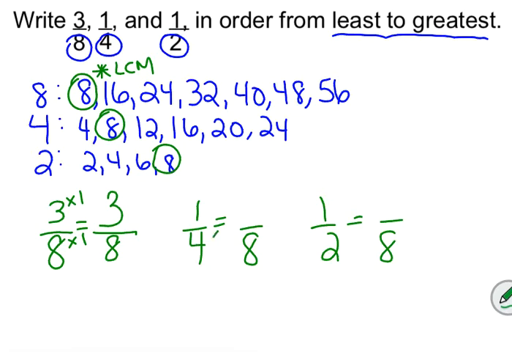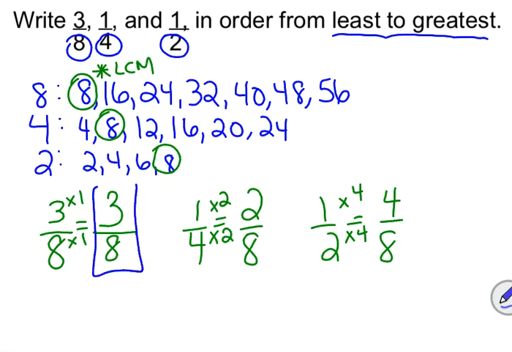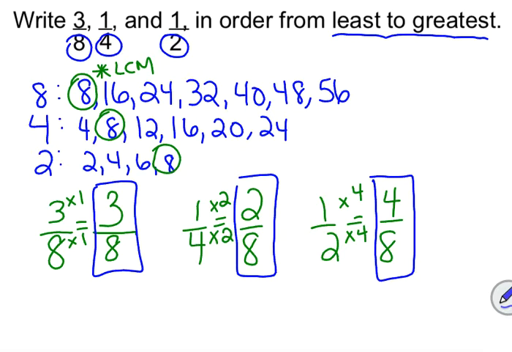Okay, now we go to 1/4. I have to multiply by 2. Multiply by 2. I get 2/8. So 1/4 equals 2/8. And then here I have to multiply by 4, multiply by 4, and I have 4/8. So now I have 3/8, 2/8, and 4/8. Now they all have the same denominators. So when they all have the same denominators, I compare the numerators. So here I have a 3, 2, and a 4.